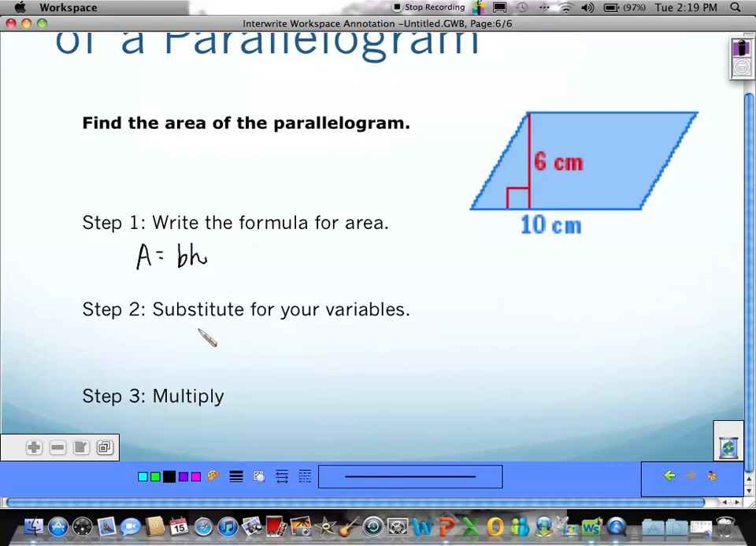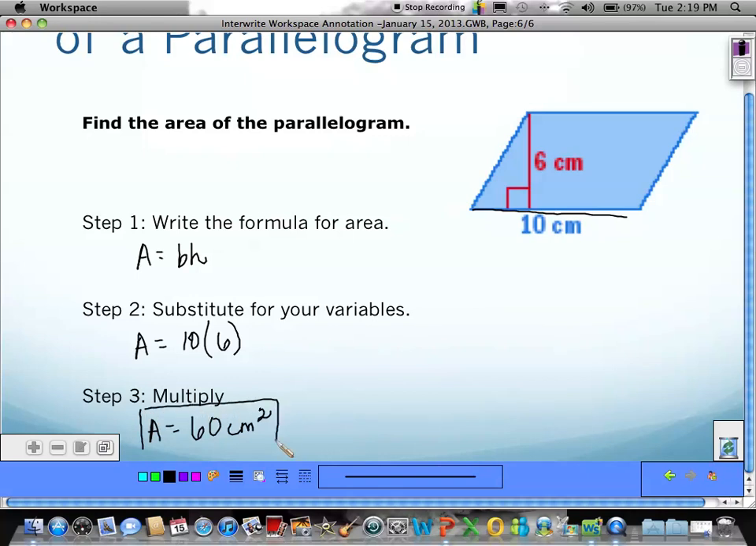Now step 2 is we are going to substitute in for our variables, where A is what we're looking for, equals the base, which is this down here, the base of the parallelogram, which is 10, times the height, which is 6. And then step 3 is simply just solve. In this case, we're going to multiply. Area equals 10 times 6 is 60 centimeters squared. And it's very important that you put the units and that they are squared when we're dealing with area.